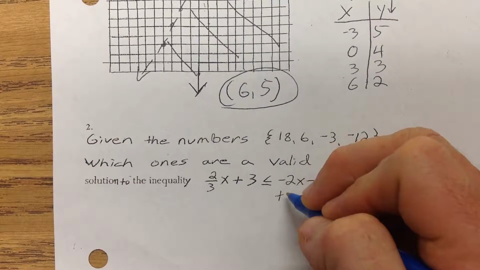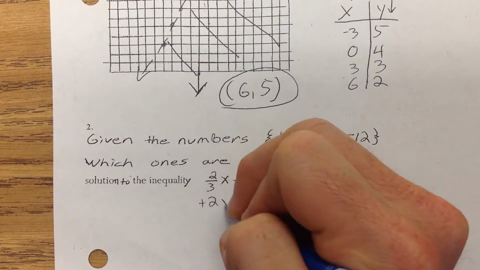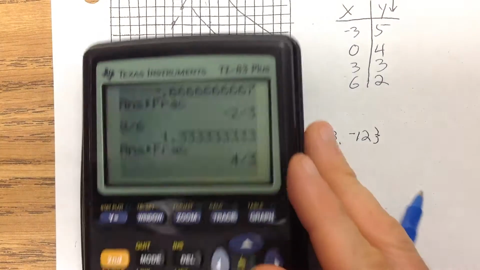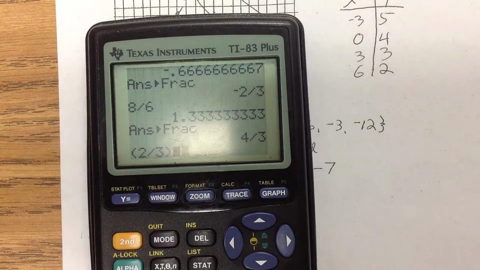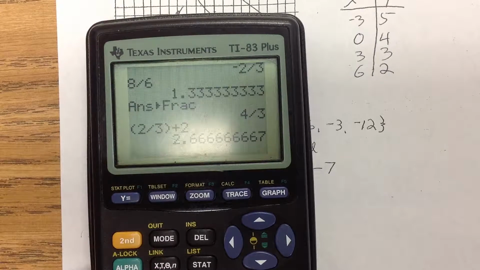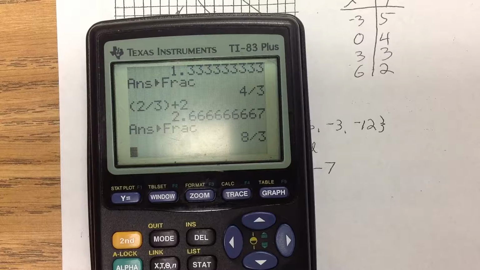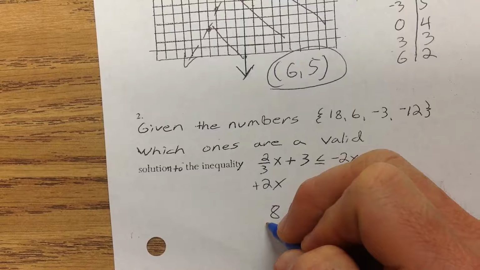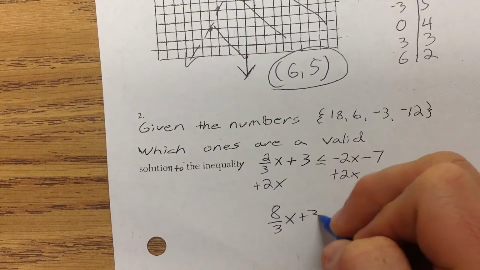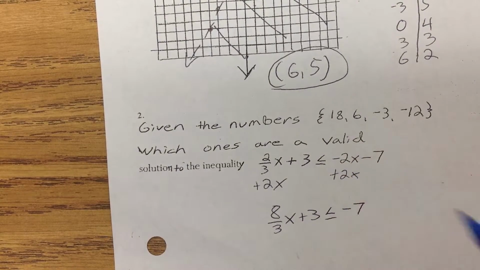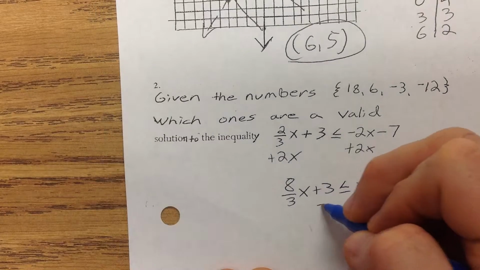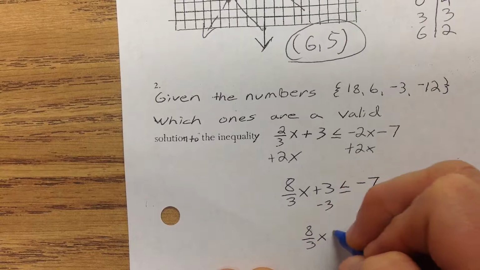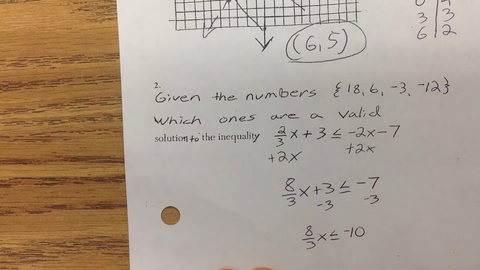So I'm going to start by adding 2x to both sides. Now 2/3 plus 2x might seem kind of like a hassle, but just let your calculator do the work. 2/3 plus 2 gives us that long decimal, so we'll math bracket, and it's just 8/3 x. So we get 8/3x plus 3 is less than or equal to -7. We're going to subtract 3 from both sides. 8/3 x is less than or equal to -10.